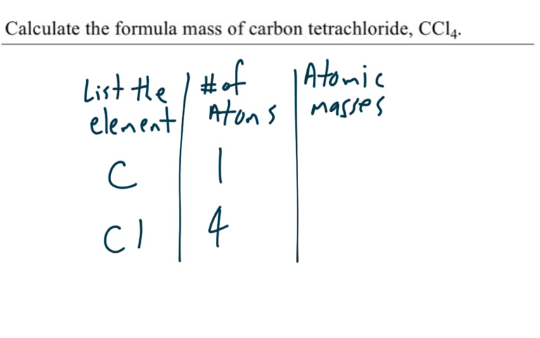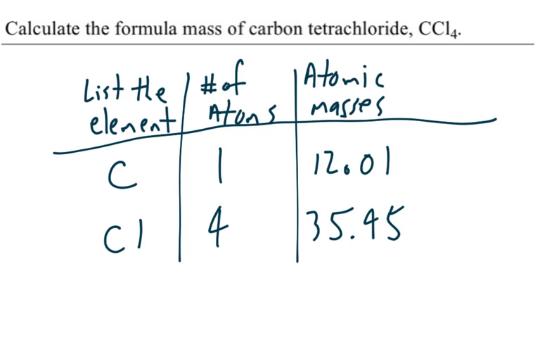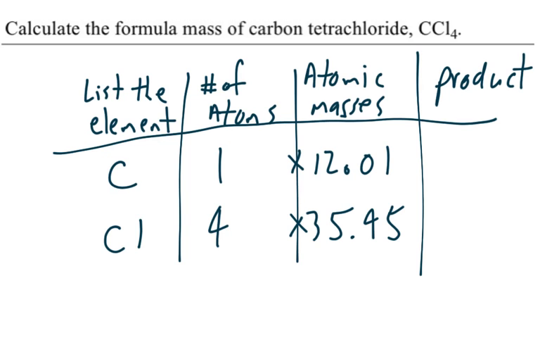So let's go back and put the respective atomic masses. This we said was 12.01. And this one is 35.45. Okay? And once you have this set up, you pretty much have all the work done. What we do next is multiply these two numbers that you see here, and when you multiply, you're going to get this last column. So 12.01 times 1 is simply 12.01.